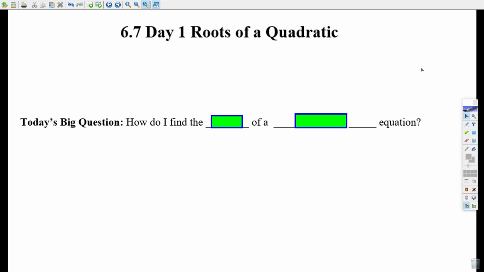So today we're going to go back and look at chapter 6, the actual chapter 6. We're past the mid-chapter point. So we're going to go ahead and go to 6.7, day 1. It's called the Roots of a Quadratic.